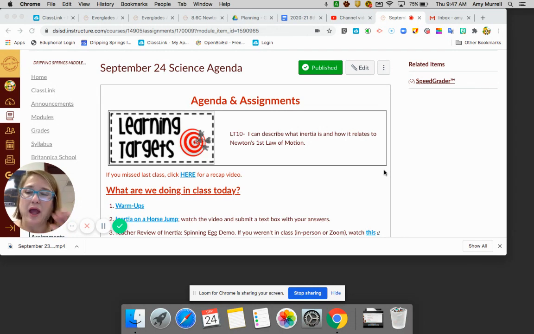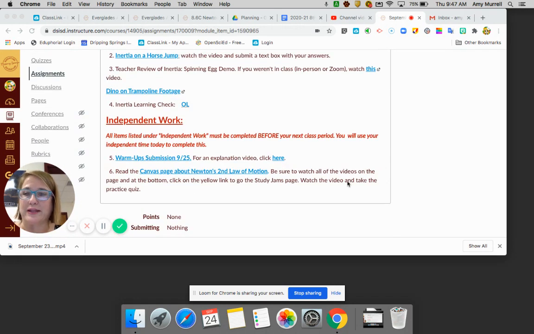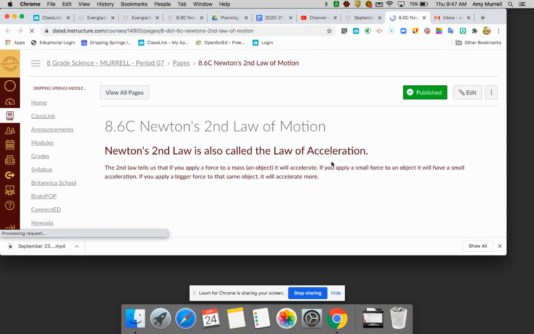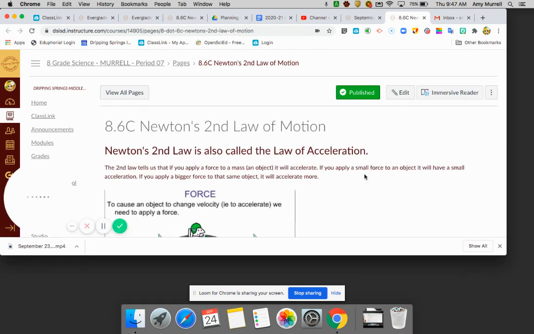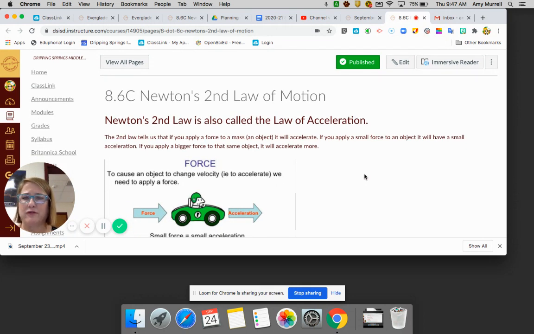Anyway, in class on Monday and Tuesday, we went over the independent work from the previous week, which was to read and explore information about Newton's second law of motion, also called the law of acceleration. It basically tells us that if you apply a force to a mass or an object, it will accelerate. Remember, accelerate just means a change in motion, and that can be speed up, slow down, change direction. And the only thing that causes those changes in motion are unbalanced forces.